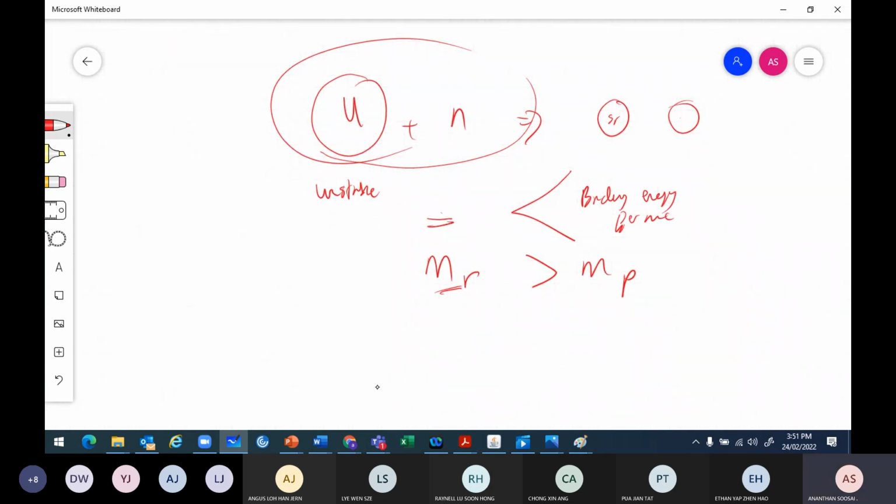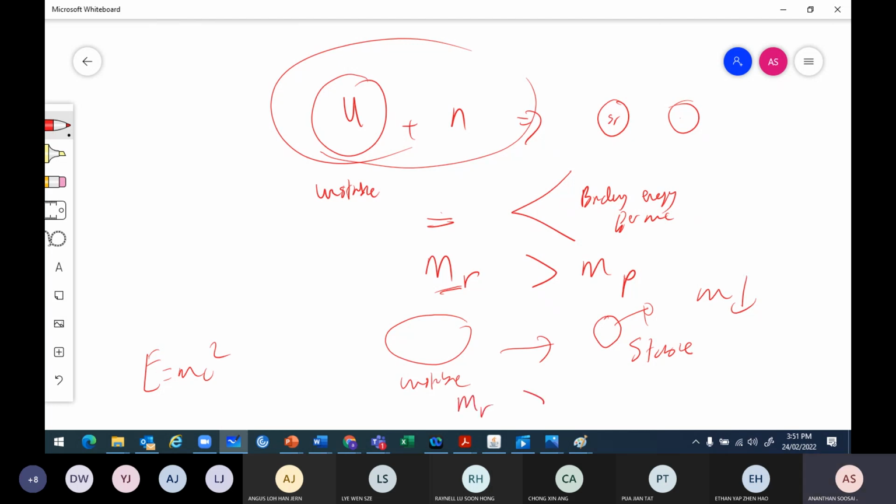You see here, E equals mc squared. A very unstable nucleus, when it becomes stable, producing a new element, the new element will have a smaller mass. They will have less mass. So the reactant will have a greater mass than the product. The difference in this mass is converted to energy. Energy will be released.